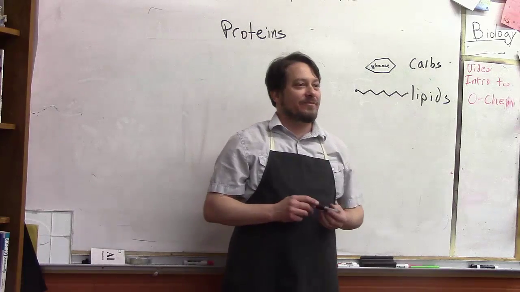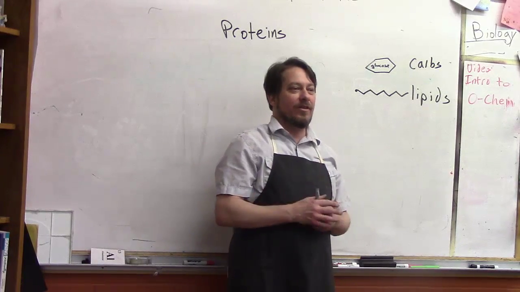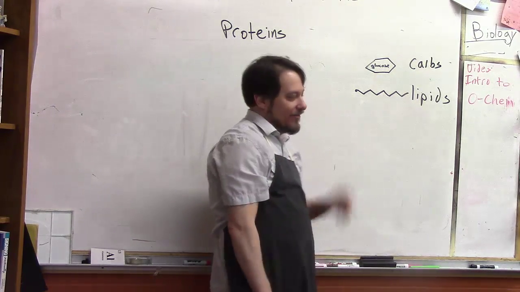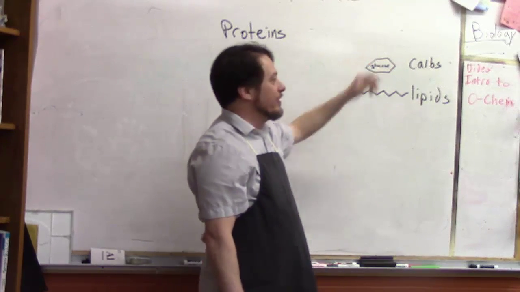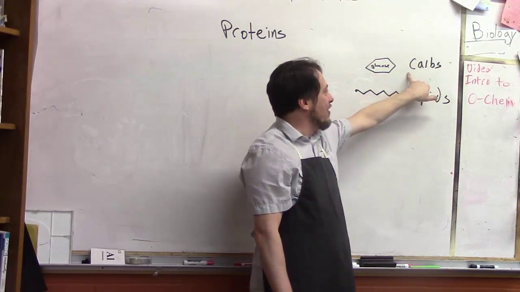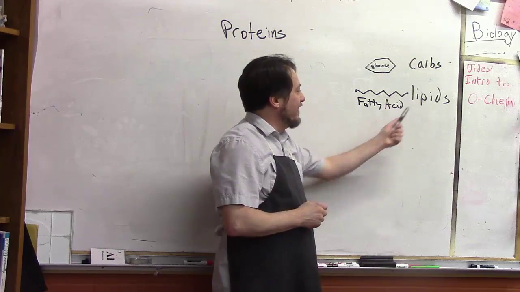I'm asking what the monomer is that goes together to make lipids. Fatty acids. Thank you very much, that is correct. So you've got the simple sugar, usually the example we use is glucose, strung together to make various kinds of carbohydrates. You have the fatty acid that goes to make lipids.